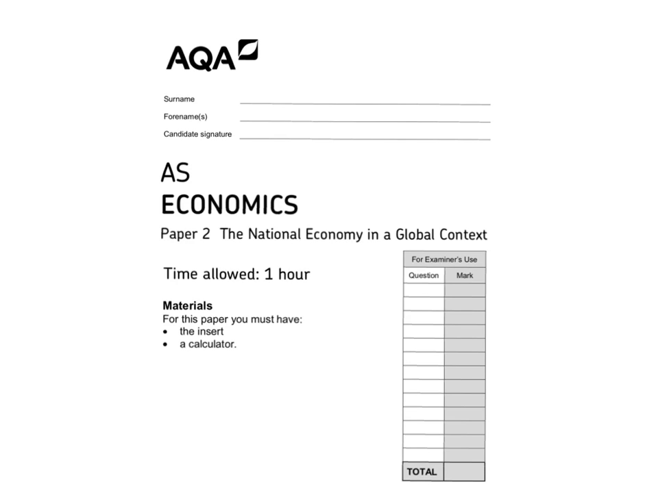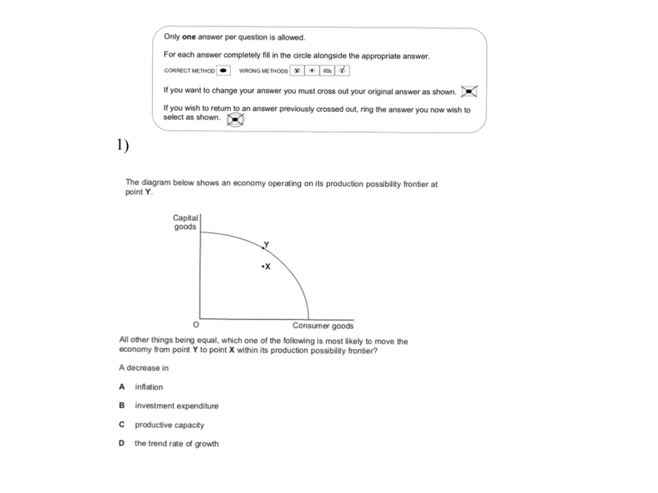So this is a video for the first assessment that you did in macroeconomics. This was the first multiple choice question on the assessment, and it relates to a PPF. Just remember, when we're looking at a PPF, that's the productive potential of the economy in terms of what it's operating at. So all other things being equal, which one of the following is most likely to move the economy from point Y to point X within its production possibility frontier?